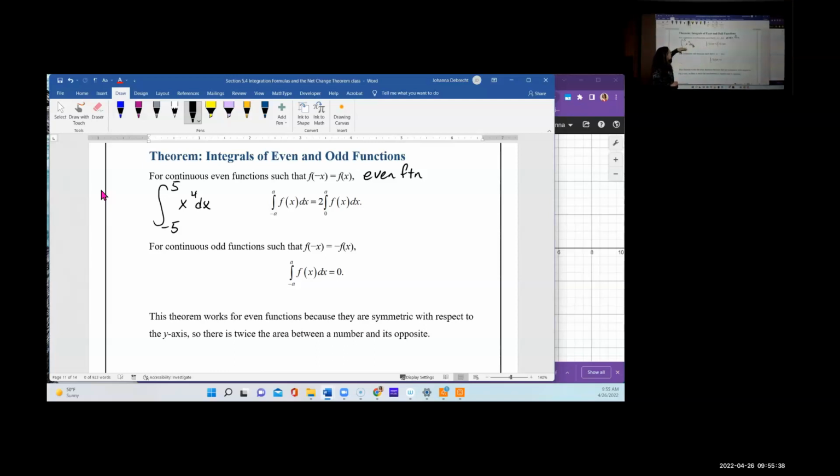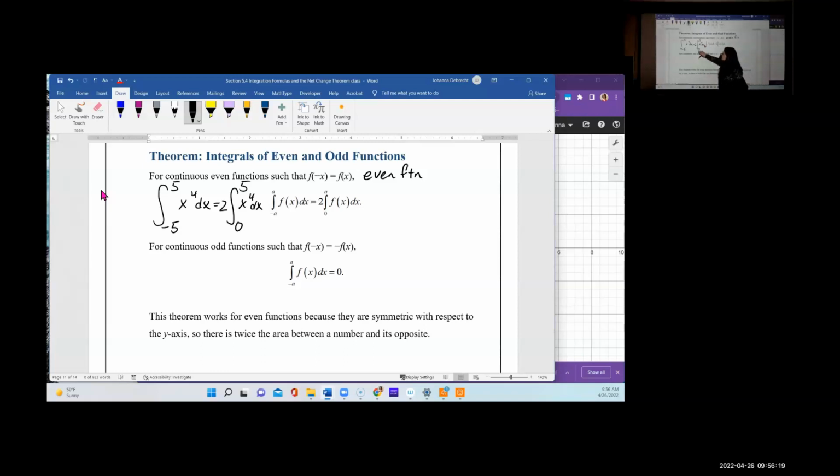If I go from -5 to 5, what they're saying is that it's y-axis symmetric. It's exactly the same graph on both sides of the y-axis. So I've got the same amount of area on this side as I have on this side. And since I have the same amount of area on both sides of the graph, I could integrate half of the graph and double it. So what they're saying then is I could instead double the area and go from 0 to 5 of x to the 4th dx.